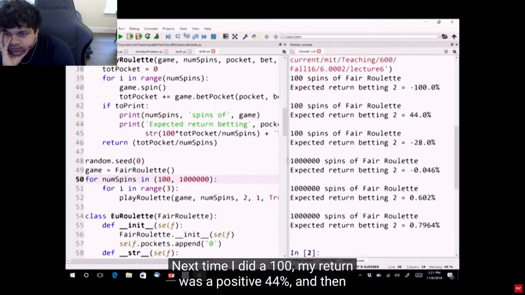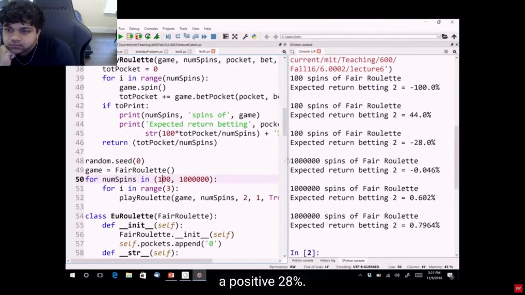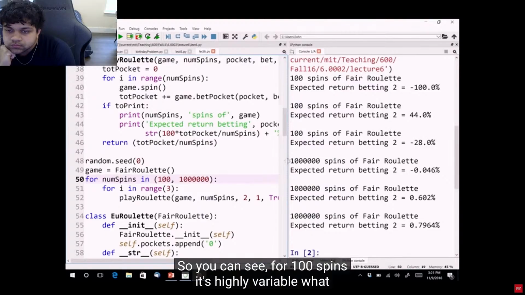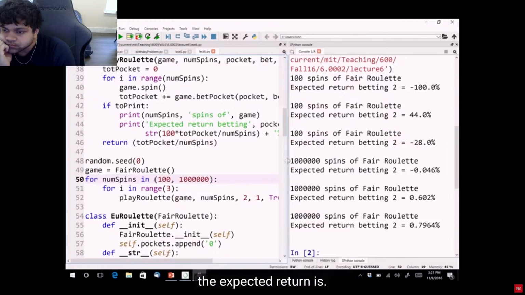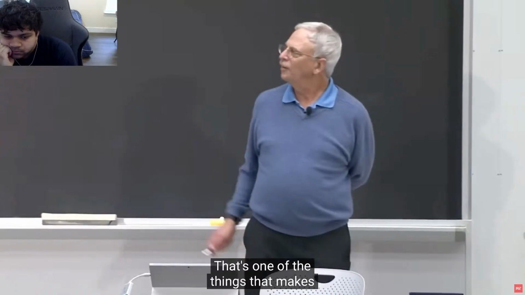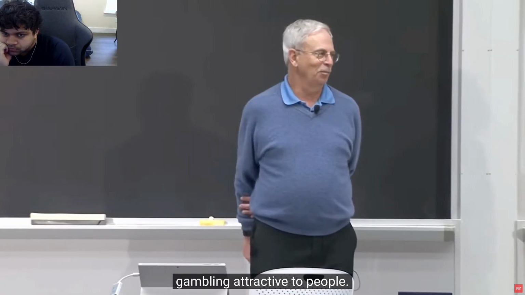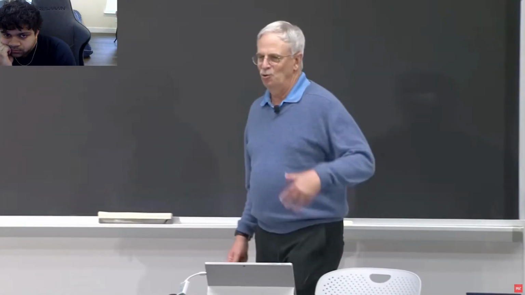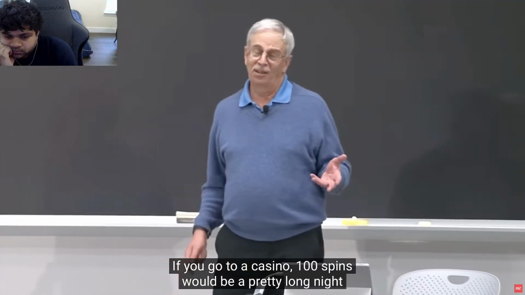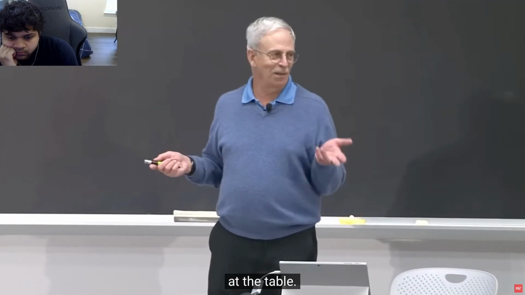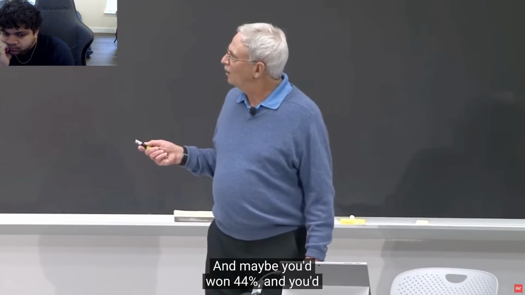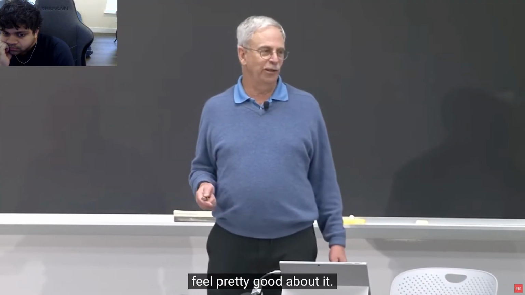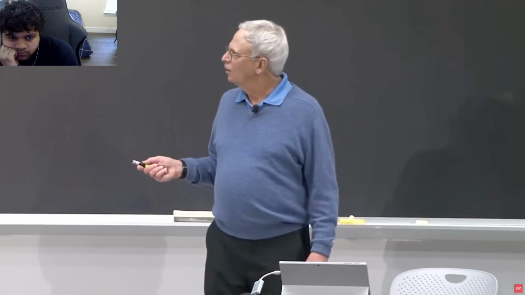Next time I did 100, my return was a positive 44%, and then a positive 28%. So you can see for 100 spins, it's highly variable what the expected return is. That's one of the things that makes gambling attractive to people, right? That if you go to a casino, 100 spins would be a pretty long night at the table. And maybe you'd won 44%. You'd feel pretty good about it.